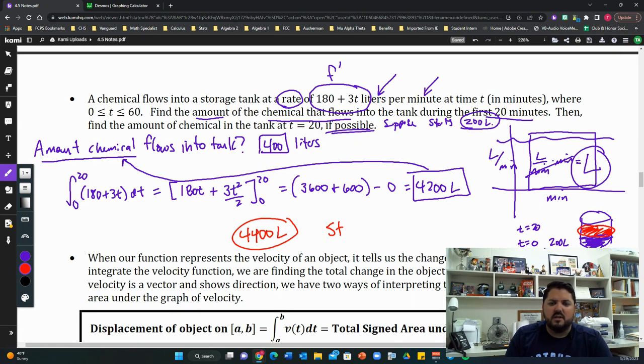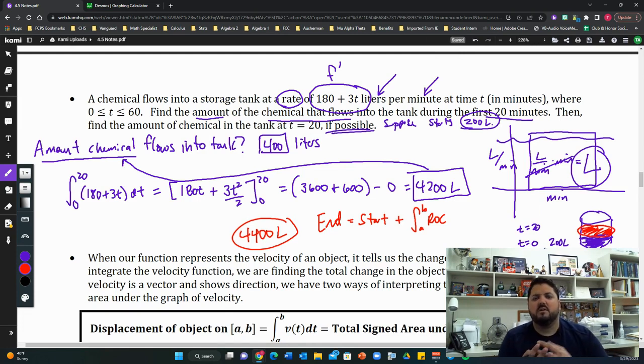So again, this is the idea that if I want to know my end value for some quantity, in this case, the amount of liters of chemical, then I have to know my starting value and then add to it the integral from a to b of that rate of change function. So I use the calculus, I use the integration and the fundamental theorem to find the total amount of change, or in this case, new chemical that has been introduced, and then I can add that on to the starting value to find our end value.